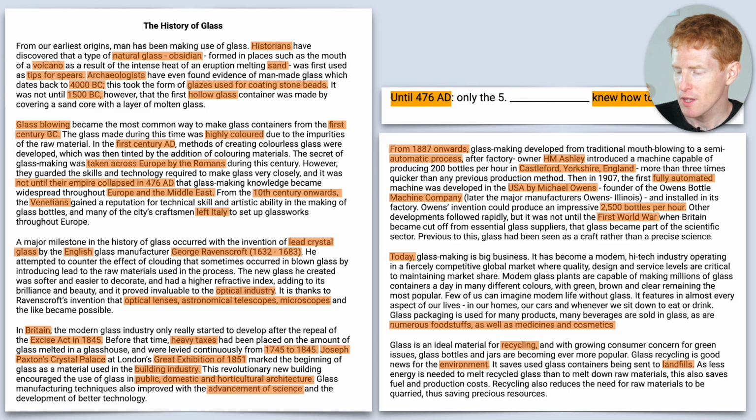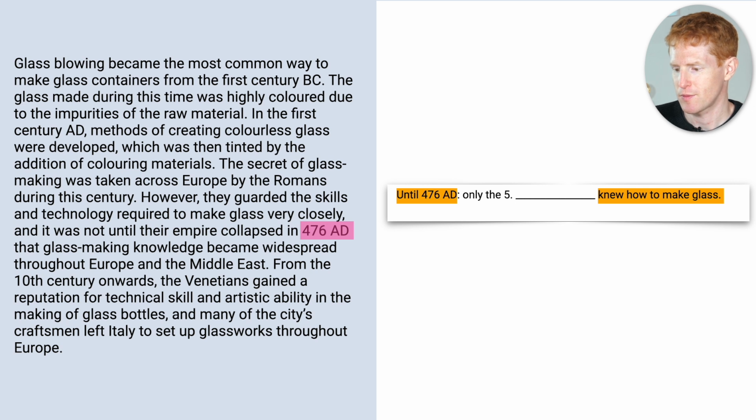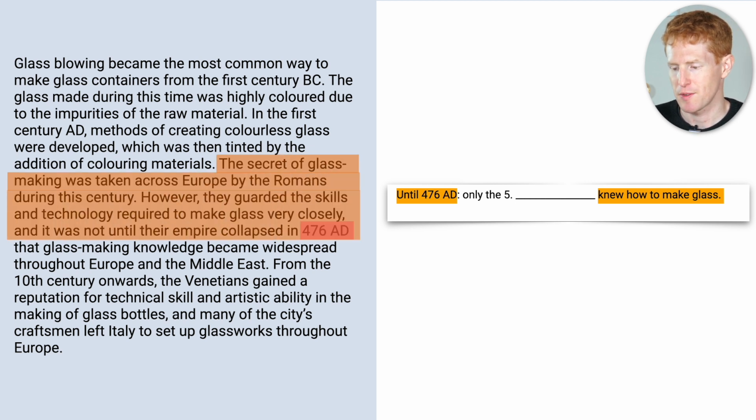Number 5. Until 476 AD. Let's see if we can find that. Scan the text. Here it is. Let's read this section in detail. Pause the video, choose the answer. I believe the answer is in this section here. The answer is Romans. Until 476 AD, only the Romans knew how to make glass. So you notice we've got 476 AD, but actually the answer is above it. So remember, you need to read around the key word to help find the answer.